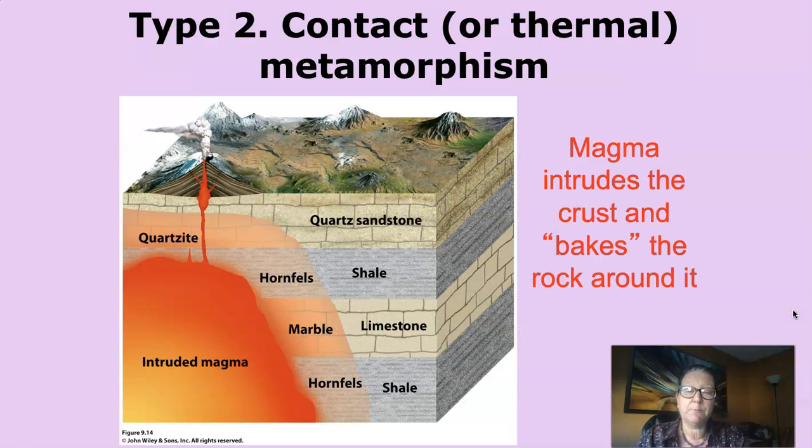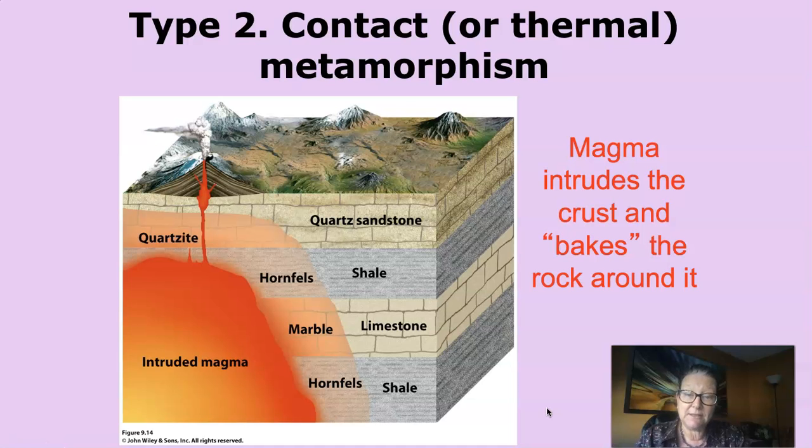The second type of important metamorphism is contact metamorphism, or sometimes called thermal metamorphism, and this occurs along the edges of an intrusion. Here we have magma intruding some rocks, and these rocks happen to be sedimentary, sandstone, shale, limestone, shale, but along the close region near the intrusion, they have been metamorphosed into metamorphic rocks. Here we have a quartzite, a hornfels, a marble, and a hornfels. Those are all metamorphic rocks.